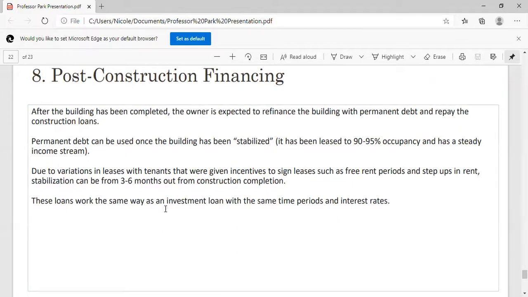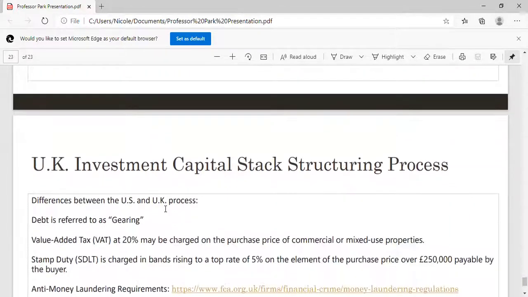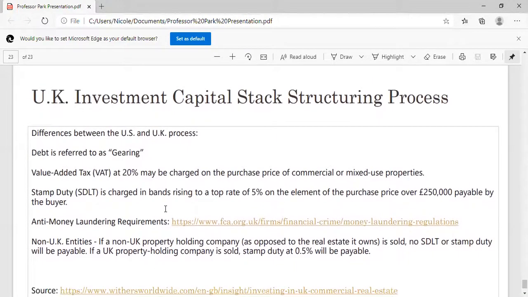So usually when our developers are talking with tenants, in order to get them to lease into the new building, they'll give them some incentives such as free rent, or they'll have step-ups in rent. So once all those incentives have gone through, and the rent is actually stabilized, so the tenants are all paying the full rent amount, you can go to a lender and get the permanent financing. So therefore, all that construction debt is paid off through that new loan. So there you go.